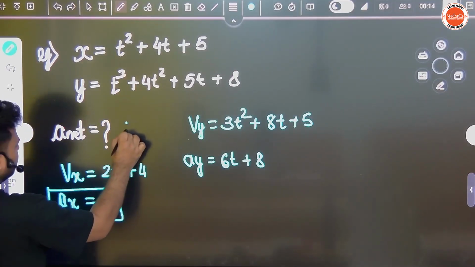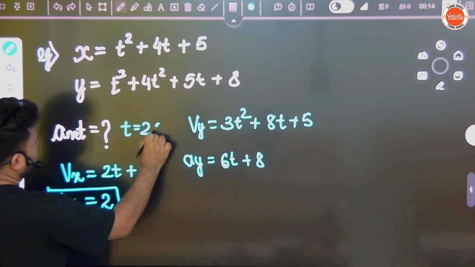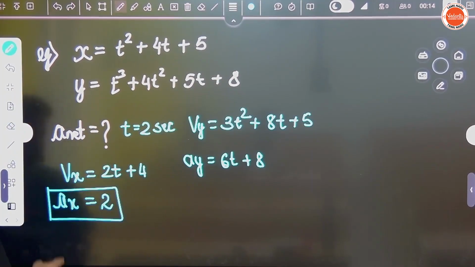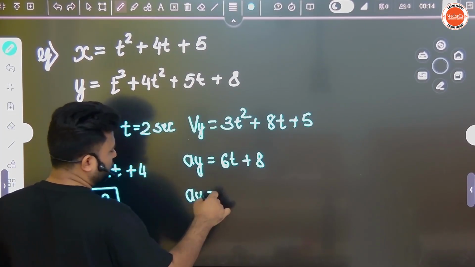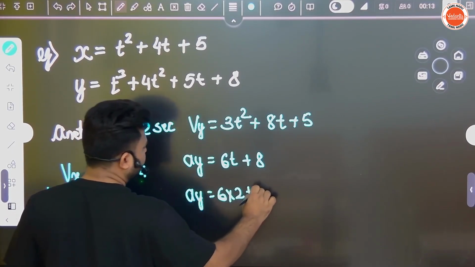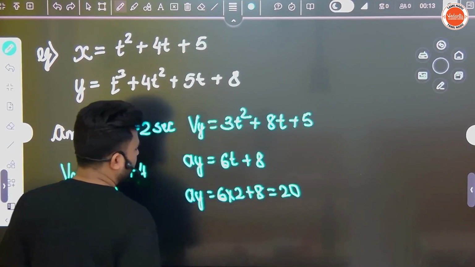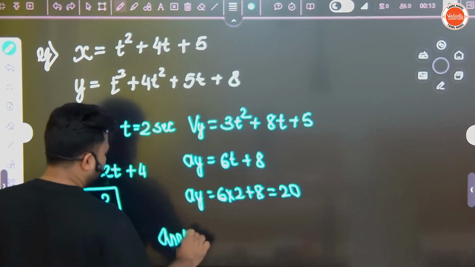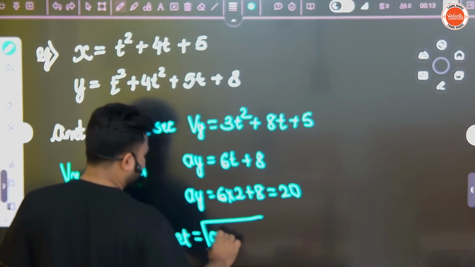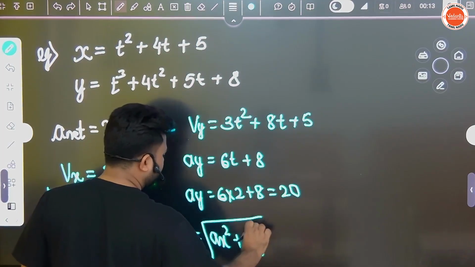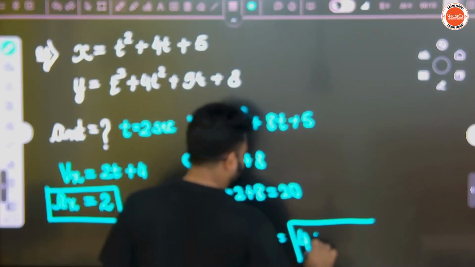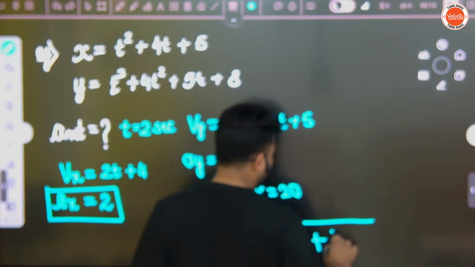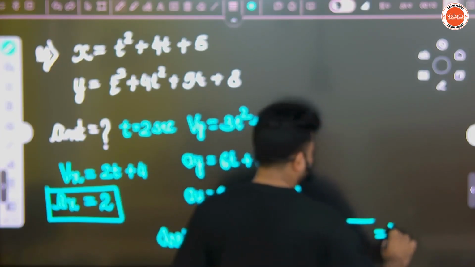And they are asking the question that at time equals 2 seconds, you have to tell the acceleration of the body. So acceleration in x direction is constant, that is 2. Acceleration in y direction is 6t plus 8. So at time equals 2 seconds, 6 twos are 12, plus 8, that is 20. So net acceleration will be under root of acceleration in x direction square plus acceleration in y direction square. So 2 square, that is 4, plus 20 square, 400. So under root 404.